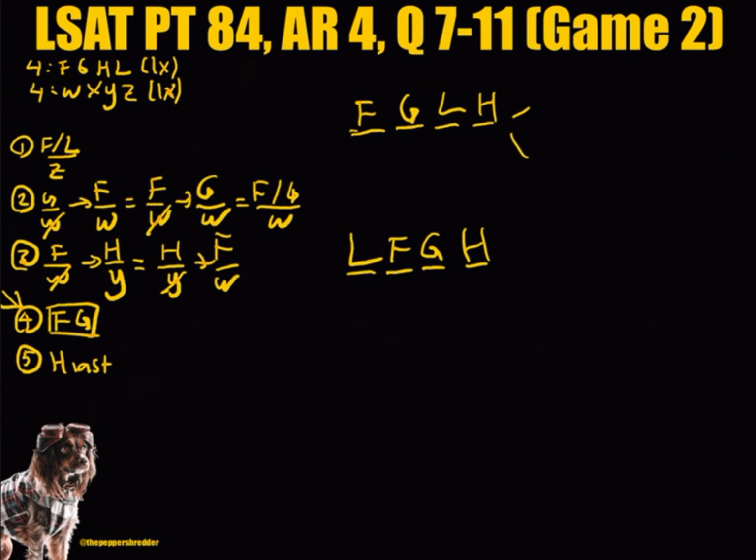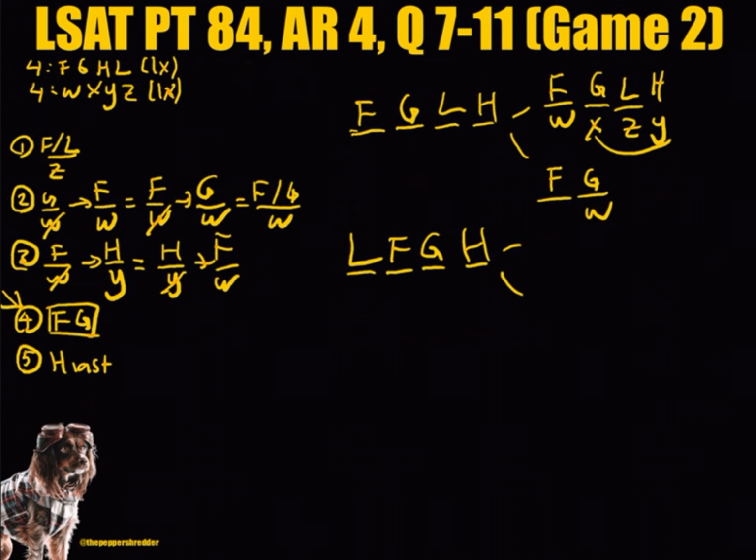In one instance, we can have F assigned to W. This would force L to be grouped with Z. Then the remaining projects X and Y are interchangeable. In another instance, we can have G assigned to W. Because F is not assigned to W, we know from Rule 3 that H must be assigned to Y. This would leave the remaining projects Z and X to be interchangeable.